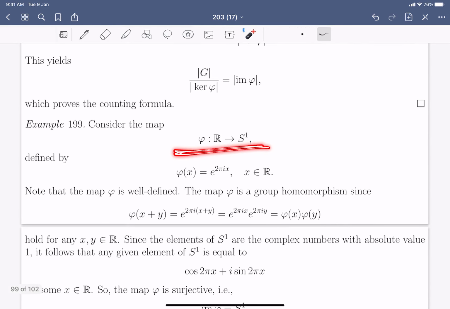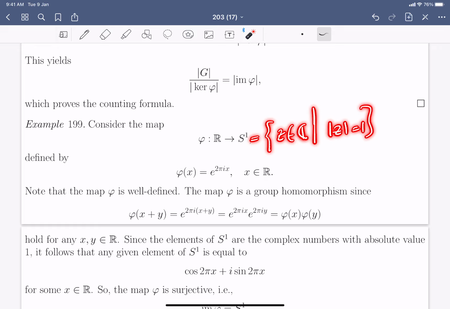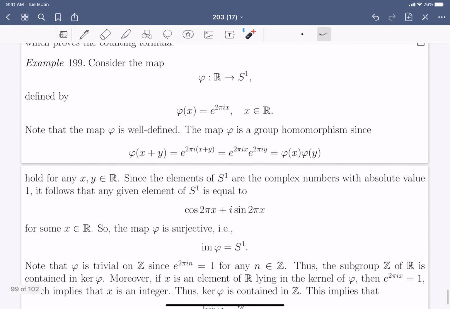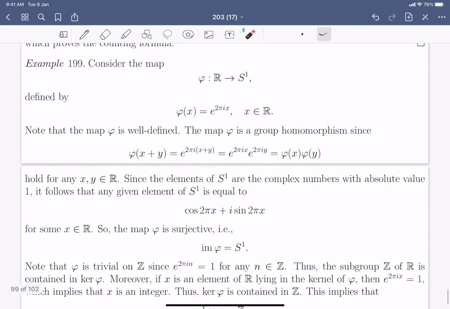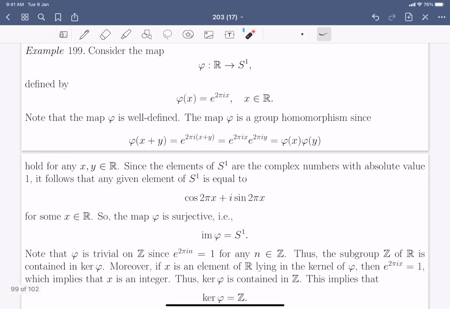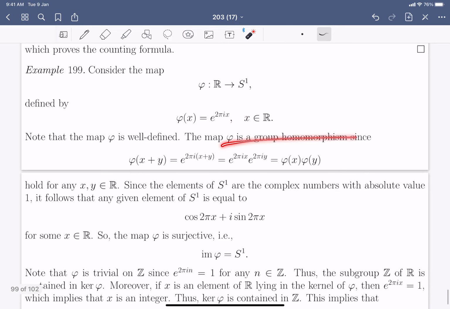This is one of the fundamental maps that one studies across several disciplines in mathematics. This is the exponential map, a map from R to S1, where S1 consists of those complex numbers z inside C with absolute value equal to 1, and this is a group under multiplication. Great. So phi of x is e raised to 2 pi i x, and this map is of course well defined. It is straightforward to see that this is a group homomorphism.